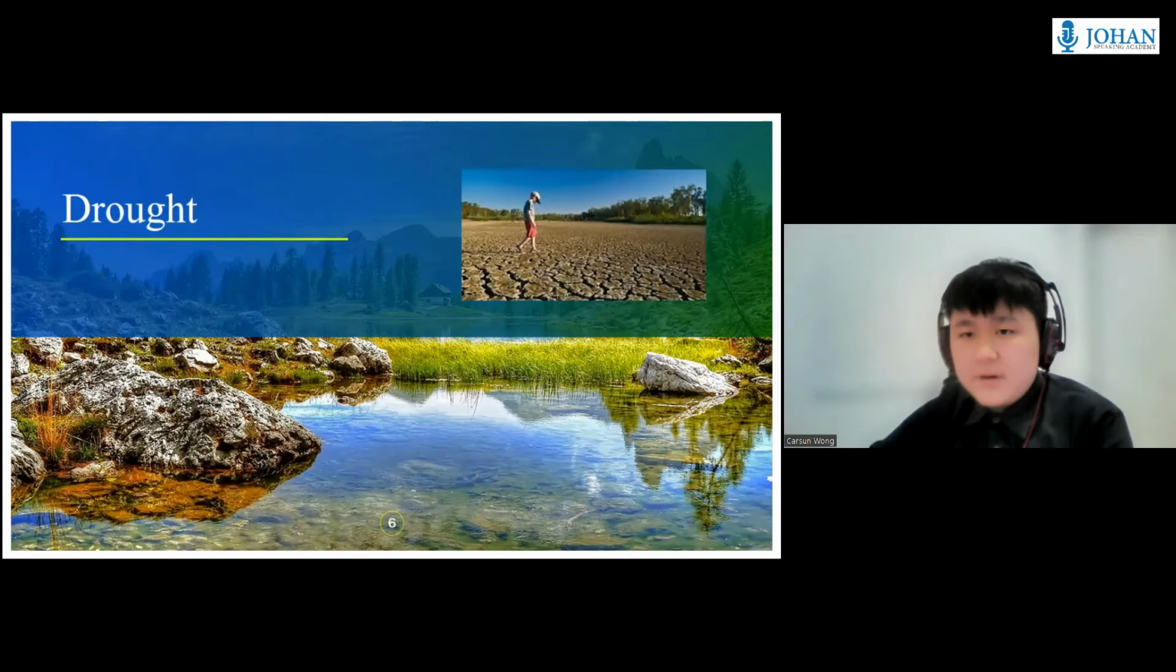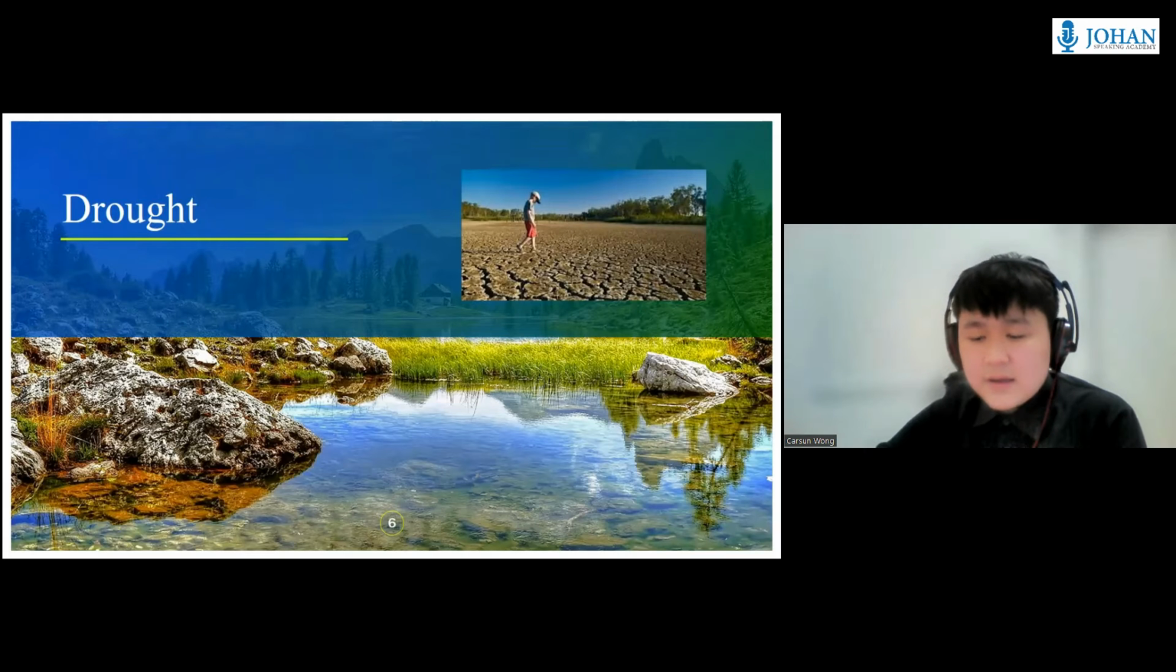Drought, one of the greatest threats to sustainable development. In 2050, it is estimated that 75% of the population will be affected by this. It has increased by 29% since 2000.